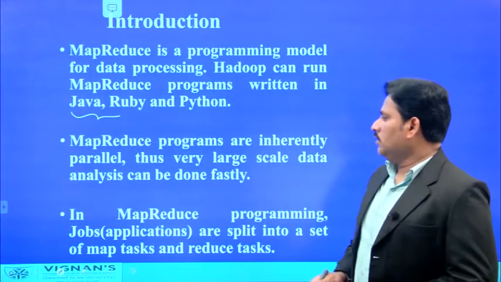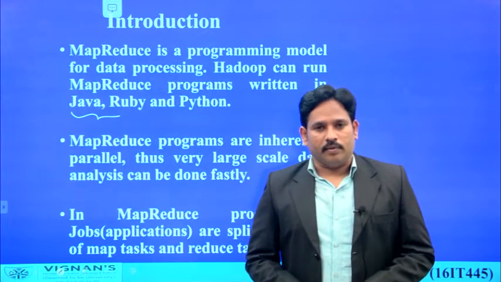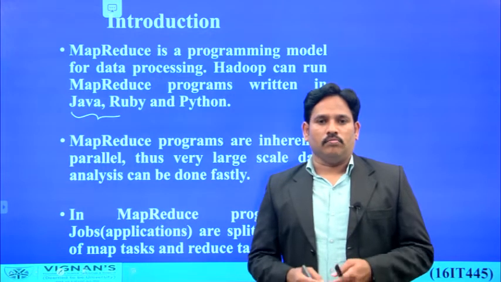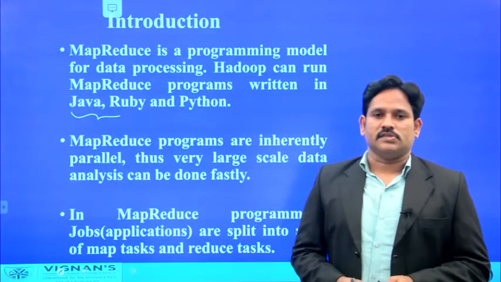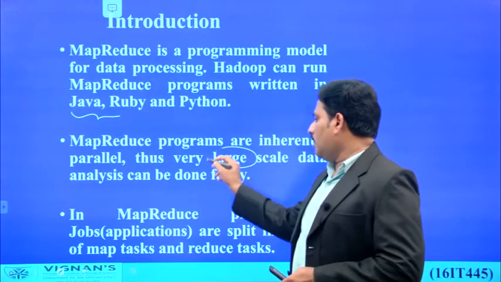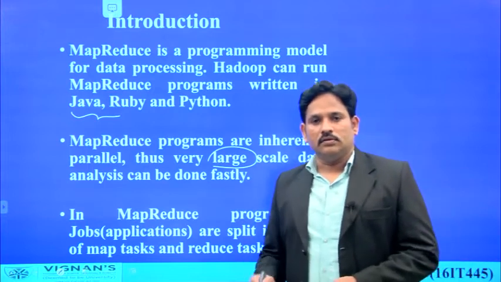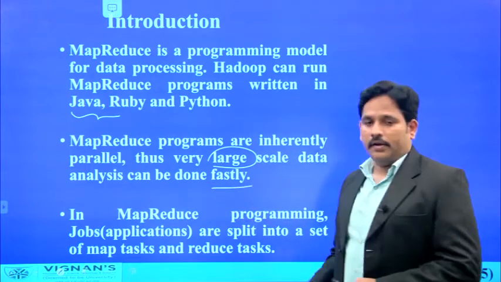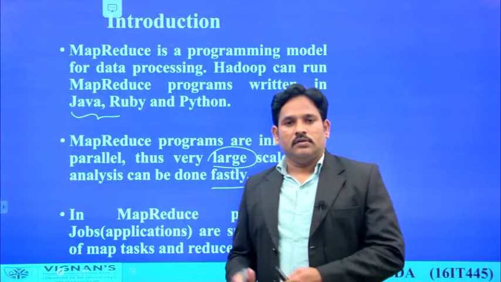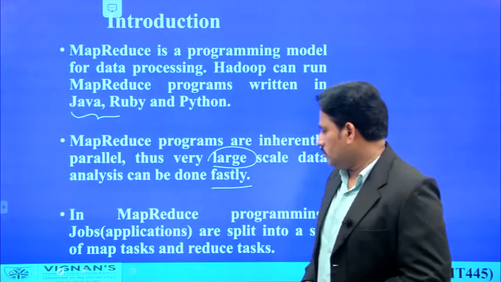Next one, MapReduce will do the data processing operations in a parallel environment. That means it will execute data processing operations on more than one machine at the same time, and even though data is on a larger scale, MapReduce will produce the results in a faster manner. Even though we have a large amount of data, MapReduce will produce the results in less time.